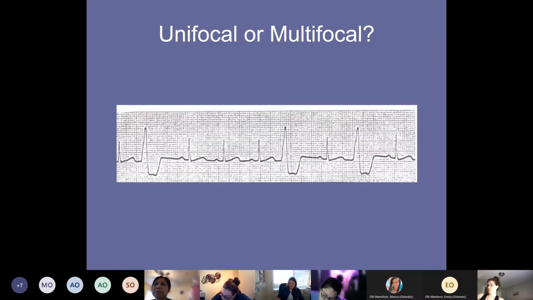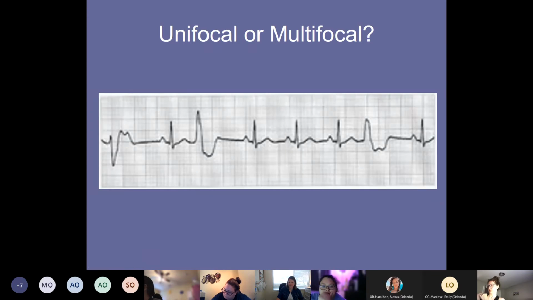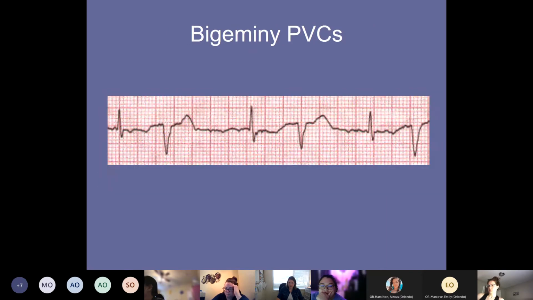All right, so we know that this is unifocal. All those PVCs look the same. So how would we label this strip? Sinus rhythm with unifocal PVC. You got it. And then this would be a sinus rhythm with multifocal PVCs. All right, bigeminy PVCs. This is when there is a PVC every other beat, okay?